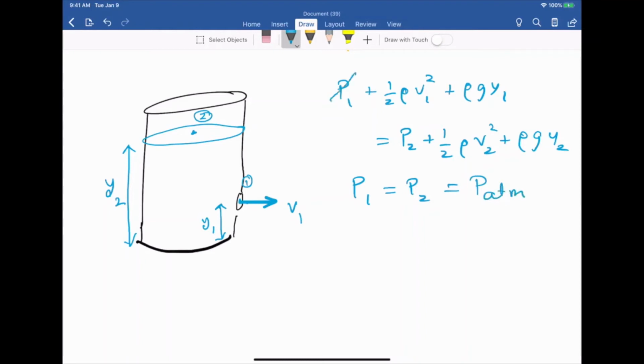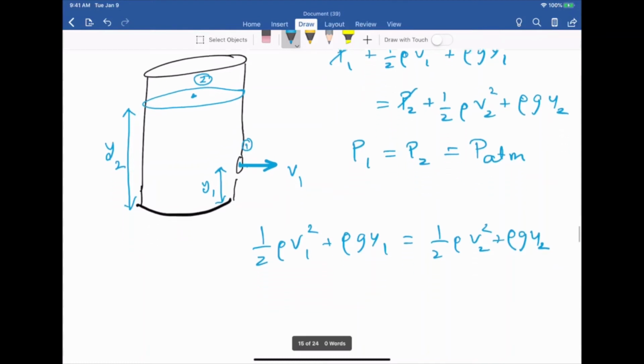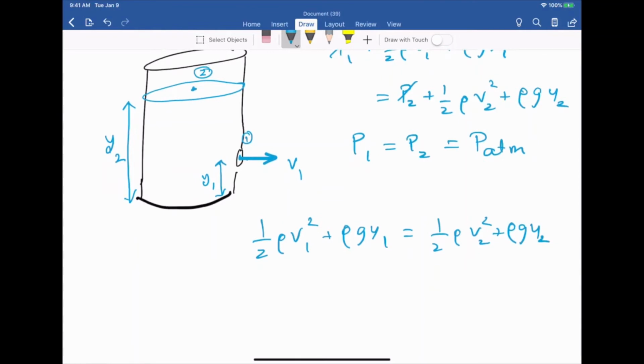So I can just cancel these two out, and I'm left with this simple equation: 1/2 rho V1 square plus rho g y1 is equal to 1/2 rho V2 square plus rho g y2. Now I would be able to solve for V1 from this equation, but there is one problem. I don't know what V2 is. I do know what y1 and y2 are, so I'm almost there. I just need to figure out what V2 is.